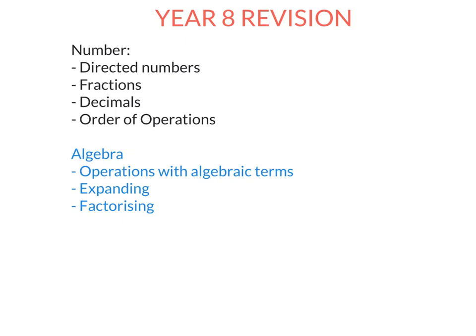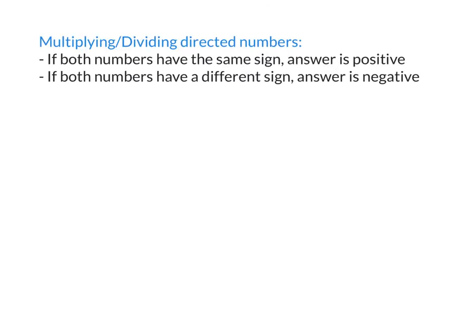So note there will be no calculators in this test, so make sure you can do all of the calculations that I'm about to do by hand. So let's get into it, starting with directed numbers. So we'll start with multiplying and dividing directed numbers. So all you do is just multiply or divide the numbers as normal, and then use these rules in black to determine whether or not your answer should be positive.